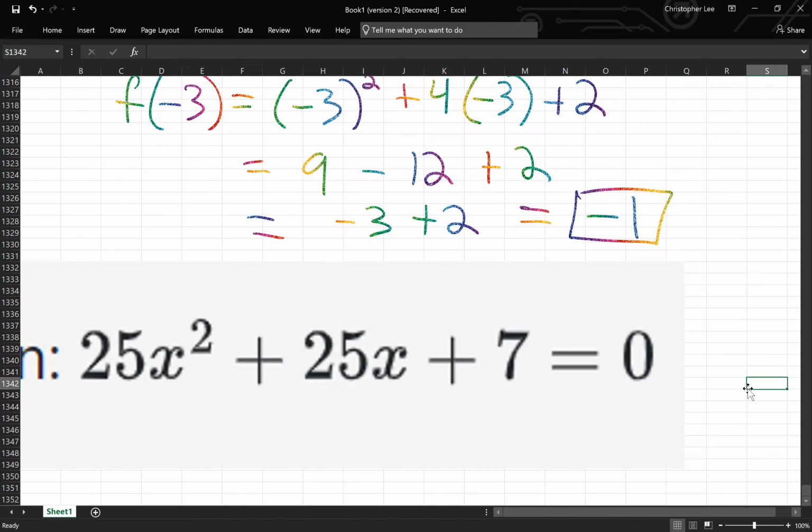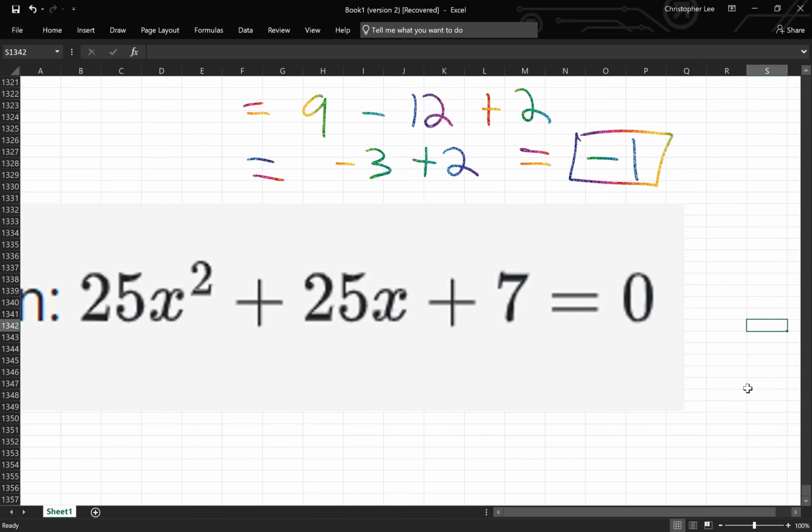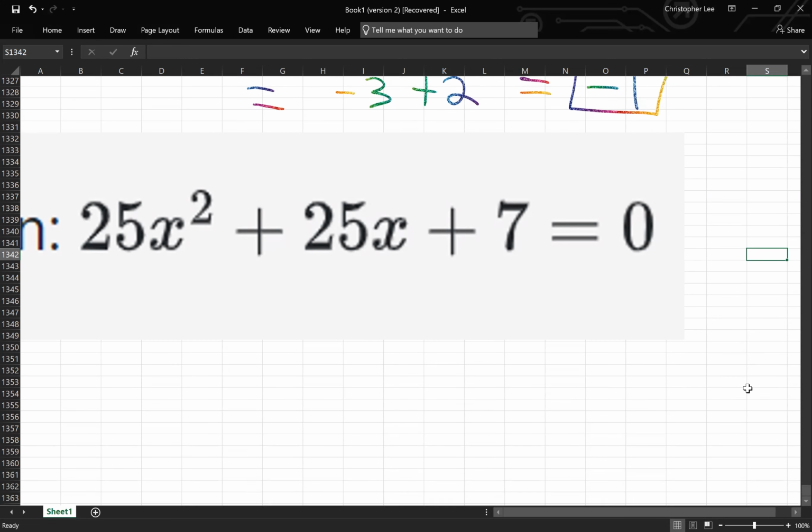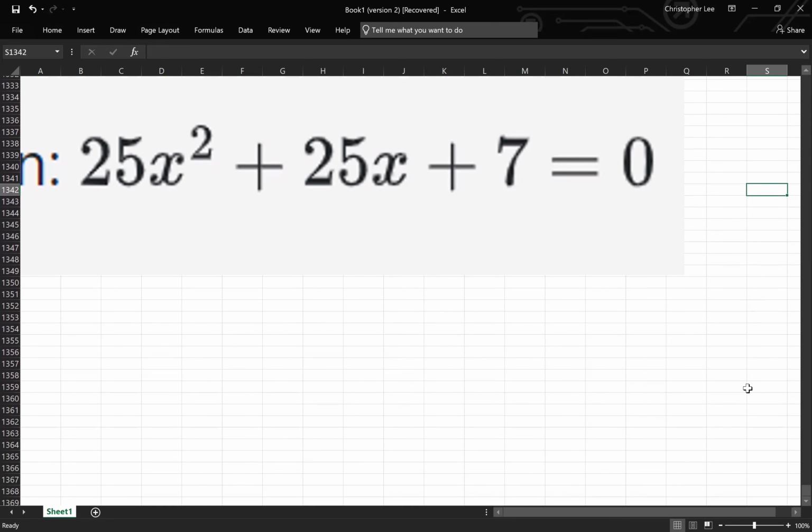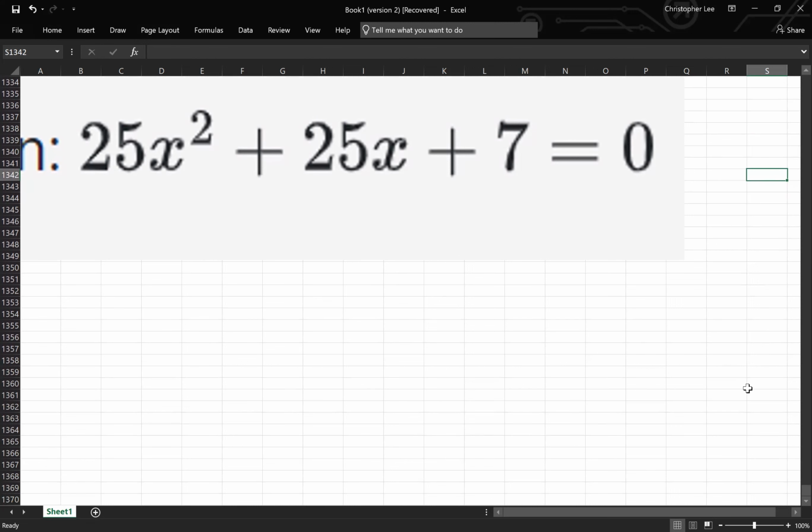All right, how y'all want to do this? No pressure. No, like what technique you want to do? You want to complete the square? They want the answer for x. Oh, you want to complete the square? Yeah. All right, let's do that.